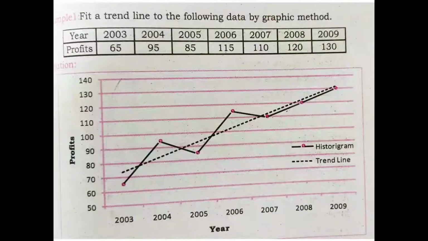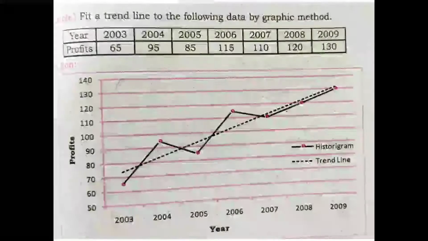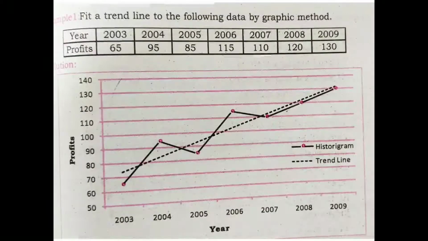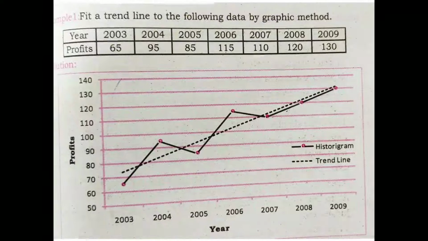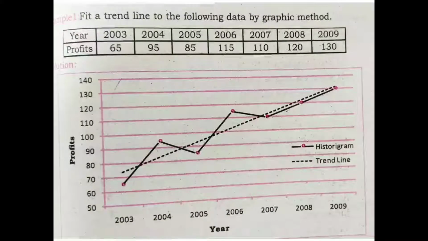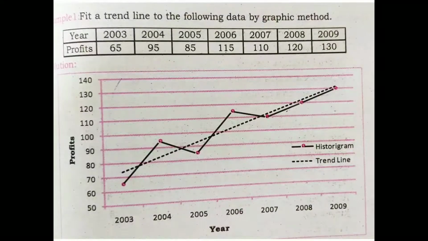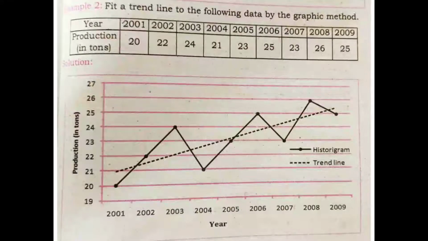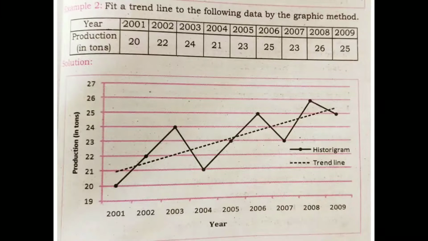When you draw the trend line, you need to observe that approximately an equal number of points should be above and below the line. You see here, there are 2 points above the line and 2 points below the line. By seeing those, you need to draw the trend line. Next, moving on to the second example: fit a trend line to the following data by the graphic method.